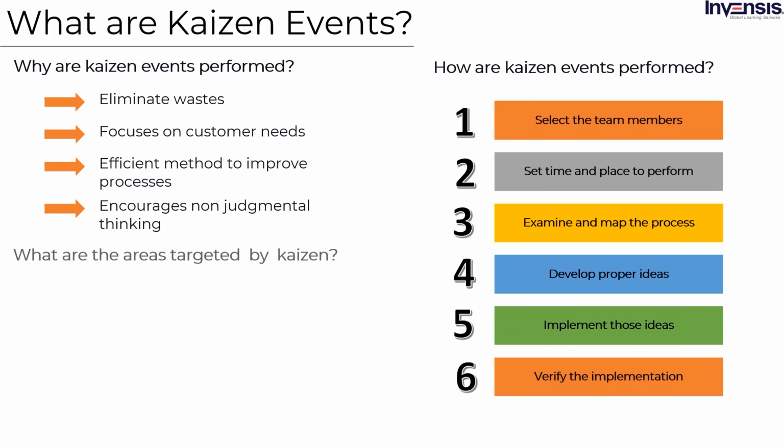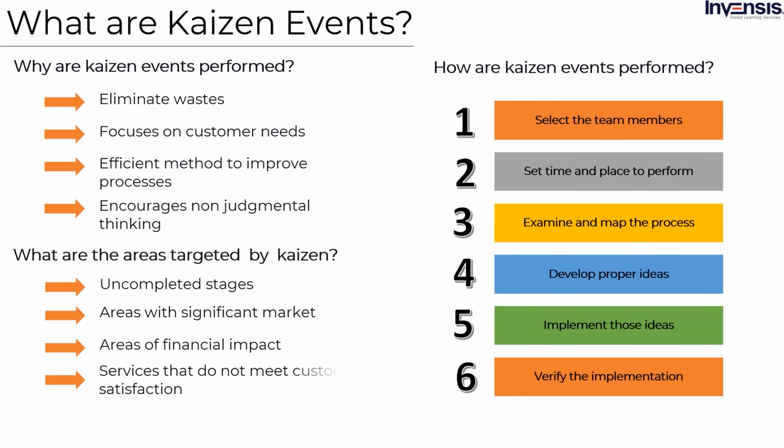Areas that are targeted by Kaizen events are: areas where there is a significant bottleneck or delay. Areas where everything is a mess. The uncompleted stage. Areas that have a significant market or financial impact. Products or services for which quality or performance does not meet customer expectations. Products or processes with substantial work in progress.